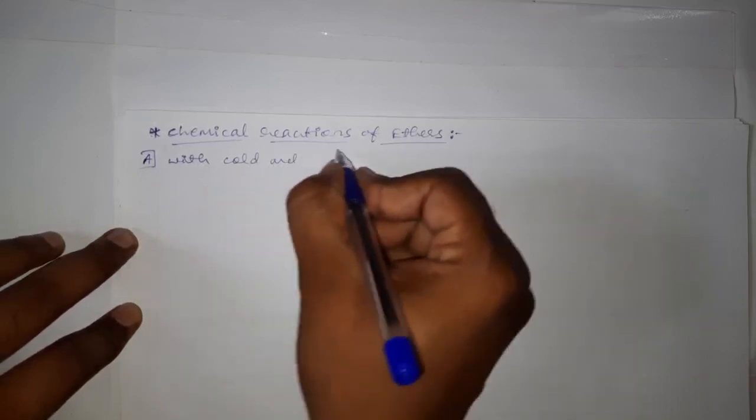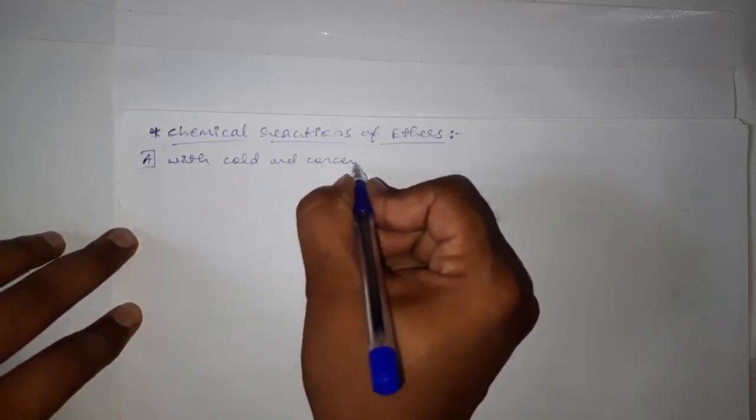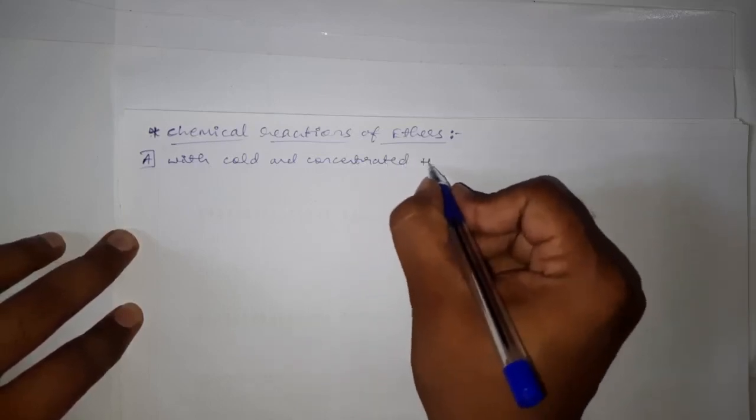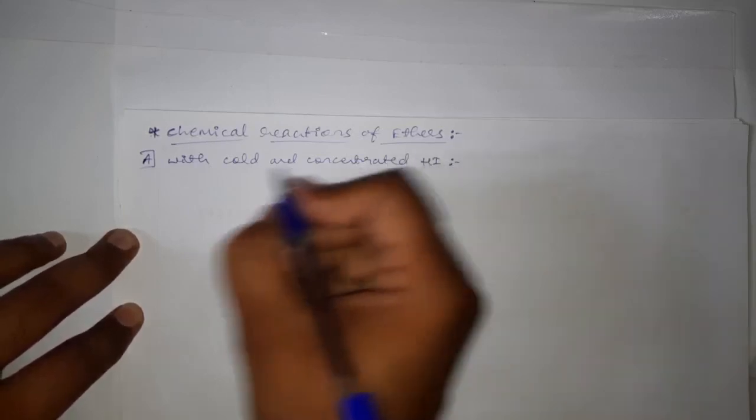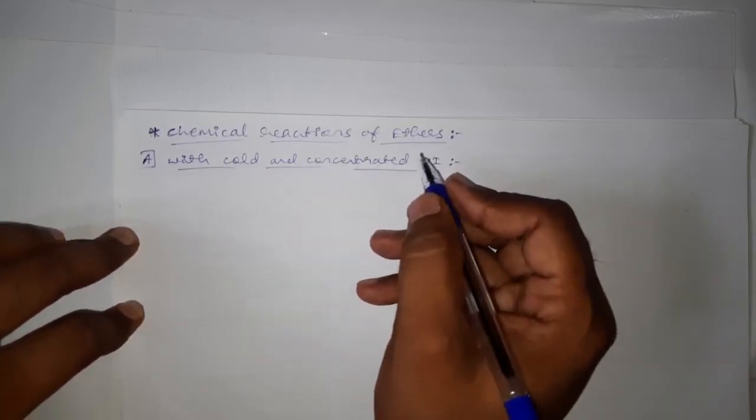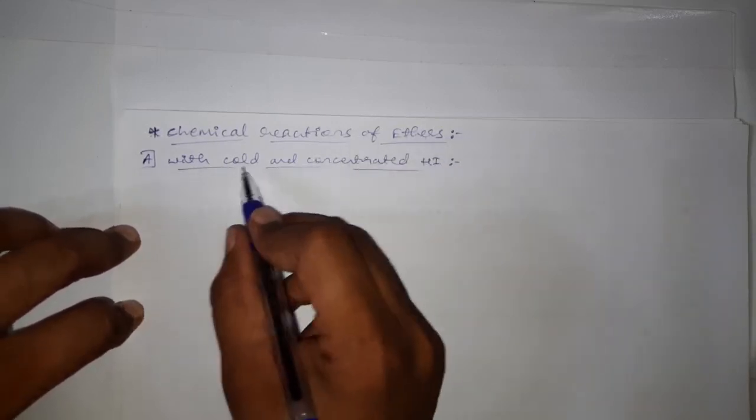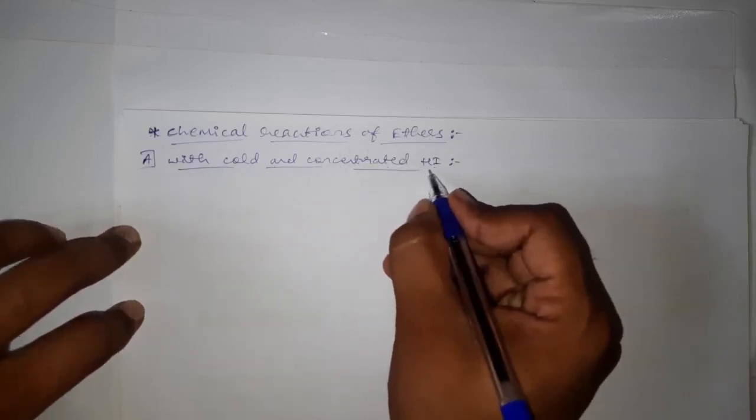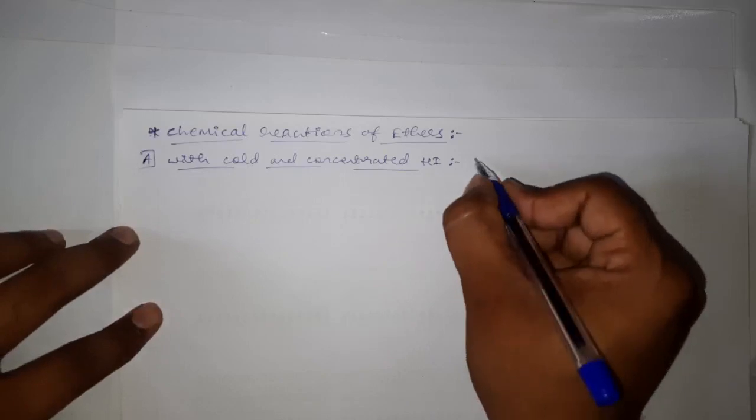cold and concentrated HI, that is hydroiodic acid. The first reaction of ethers we are discussing is the reaction of ethers with the cold and concentrated hydroiodic acid, that is HI.